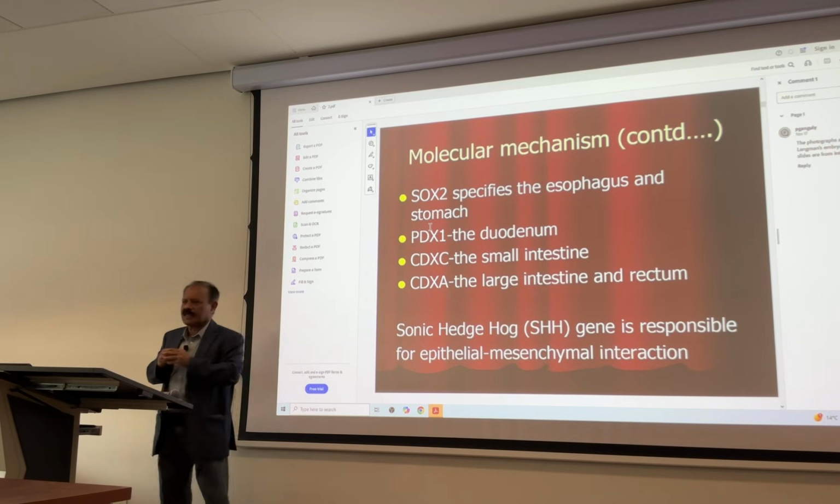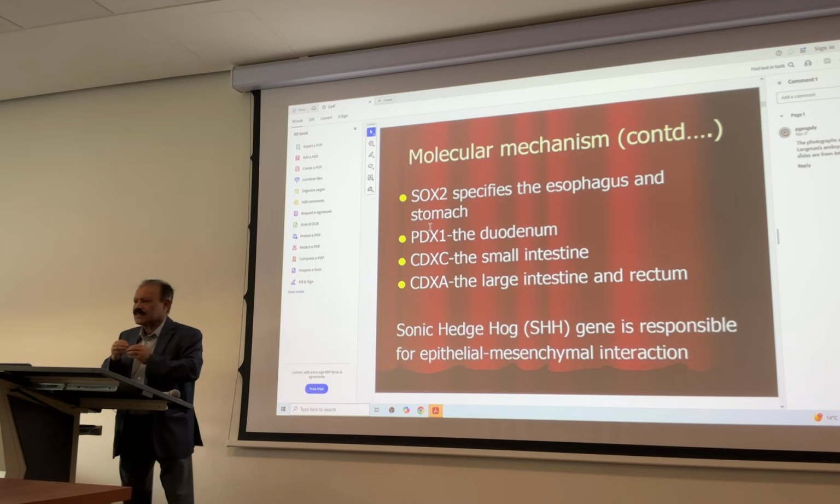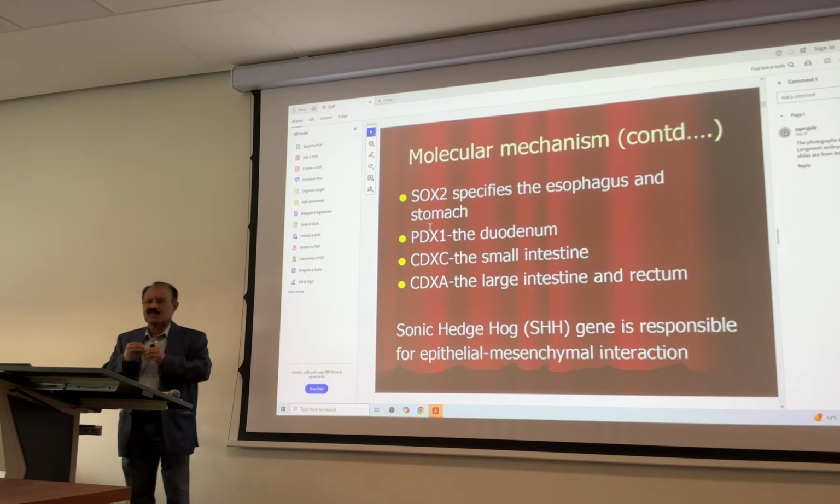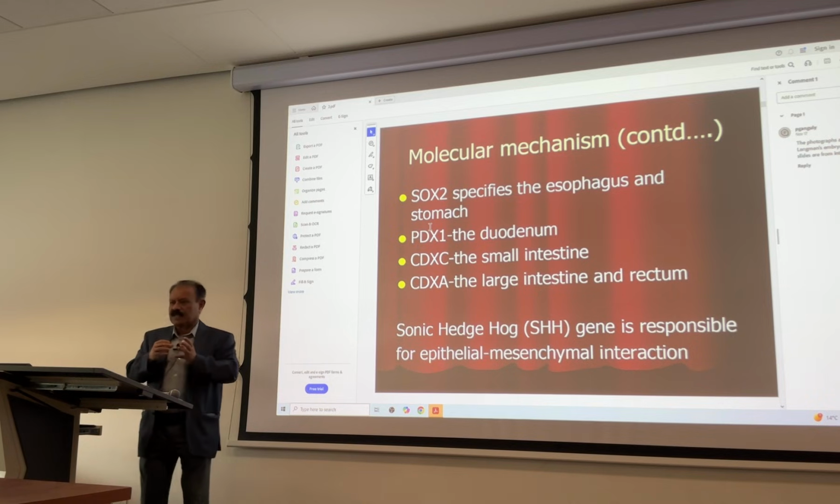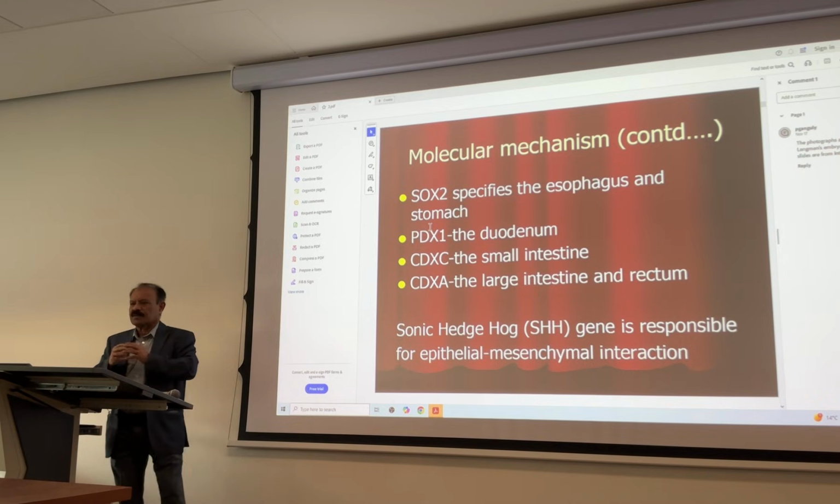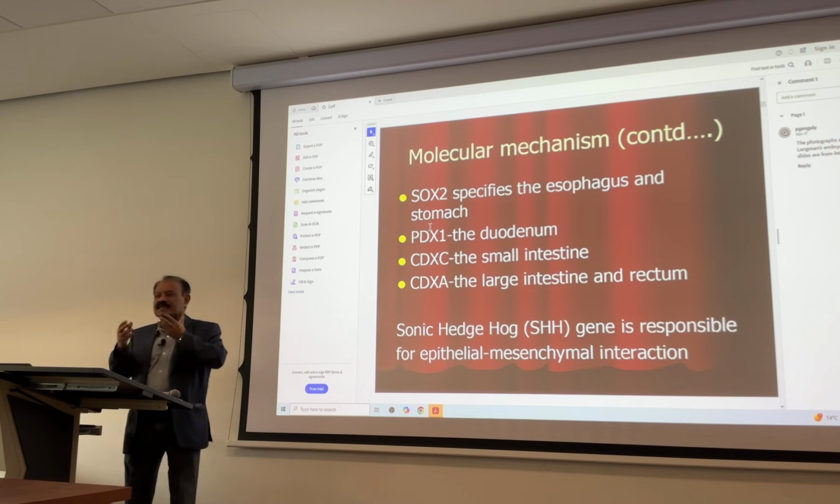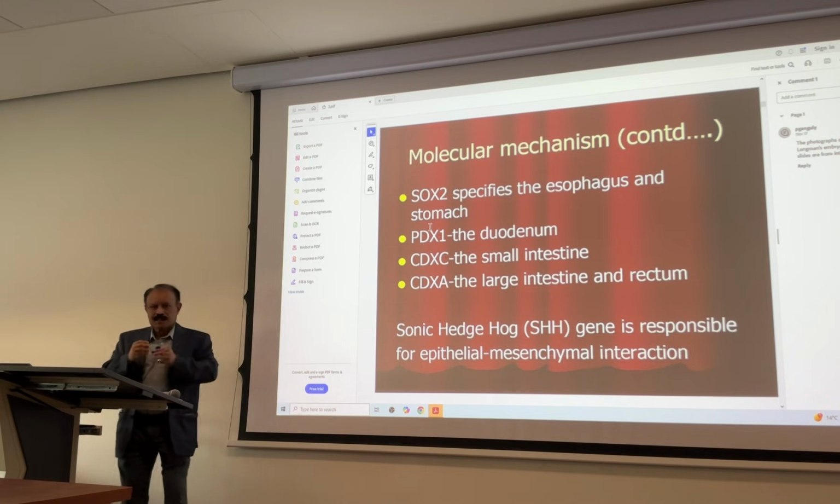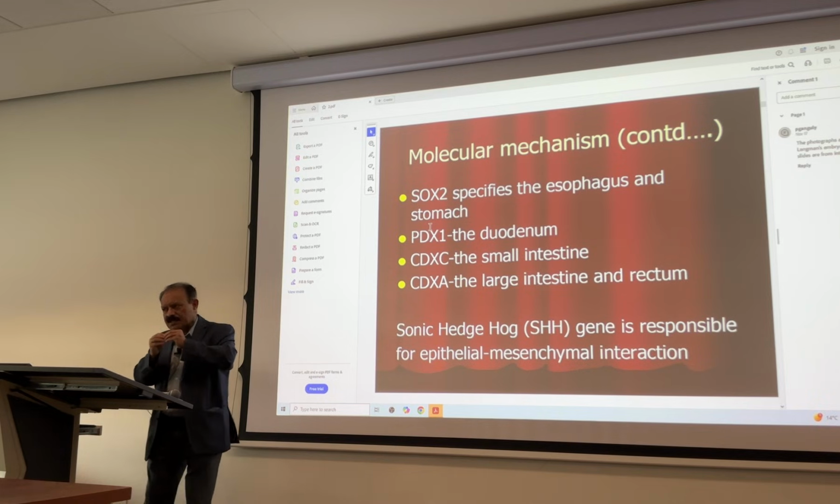In the stomach area, all of a sudden, there is a concentration of retinoic acid. You know retinoic acid is a vitamin A type of thing, so it's a derivative of vitamin A. It is increased all of a sudden. Whenever the retinoic acid concentration is increased, there will be development of an organ.